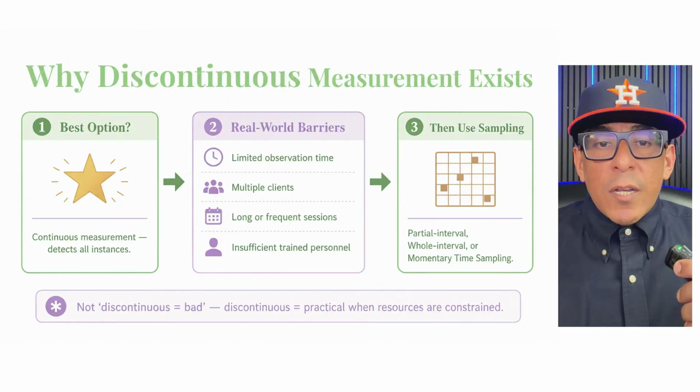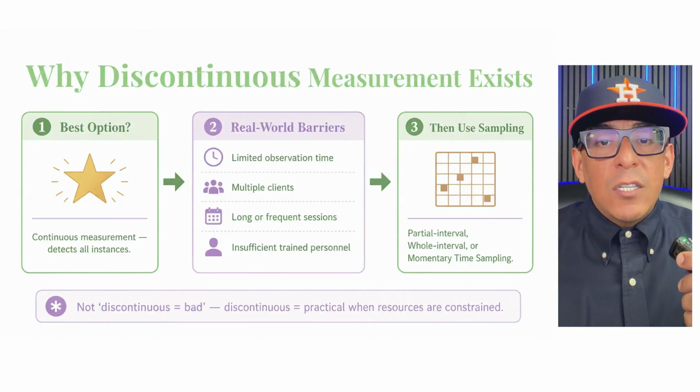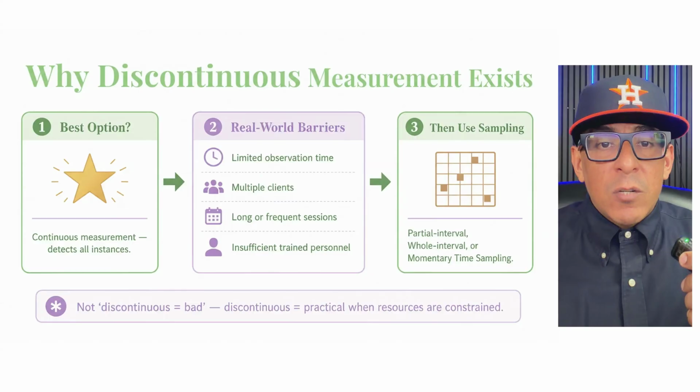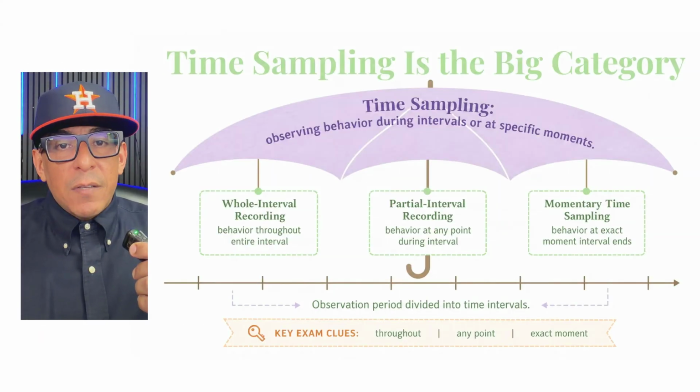In those situations, applied behavior analysts often use discontinuous measurement methods. The three primary discontinuous methods described are partial interval recording, whole interval recording, and momentary time sampling. The exam move is continuous is more complete, but discontinuous may be used when resources or logistics make continuous measurement impractical. Time sampling refers to methods for observing and recording behavior during intervals or at specific moments in time.